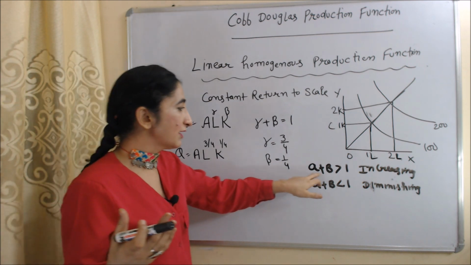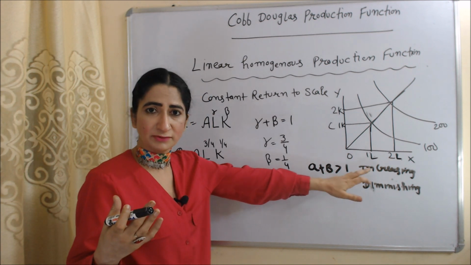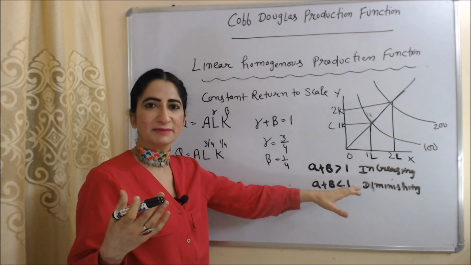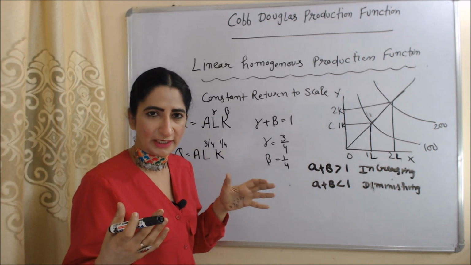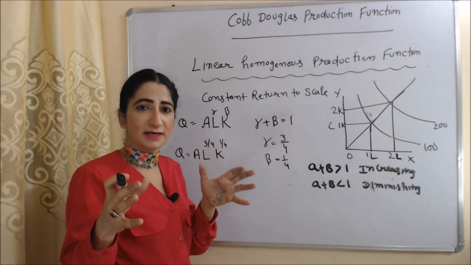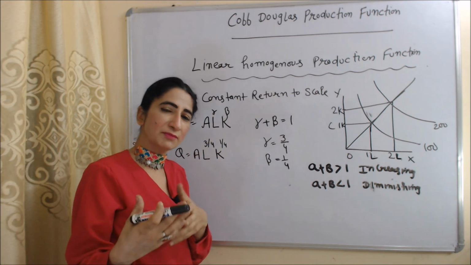If alpha plus beta is more than 1, that means we are getting increasing returns to scale. If alpha plus beta is less than 1, that means we are getting diminishing returns to scale. So we can say that this production function mainly describes the technical relationship between the amount of input and the amount of output.